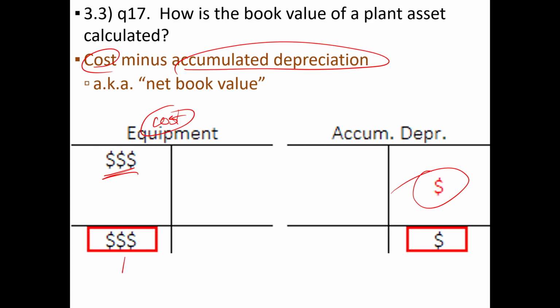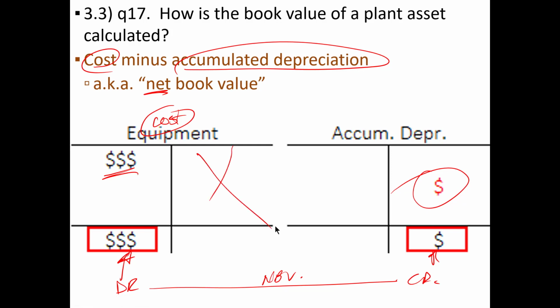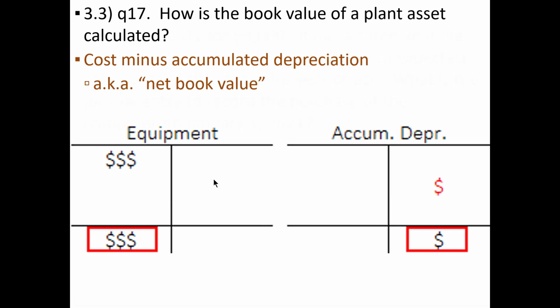But realize, at the end of the period, we get this debit that we have to offset with this credit to determine net book value. That's why we call it net book value. It's netting the accumulated depreciation against the cost of an asset. We're not going to use the credit side of the equipment account.